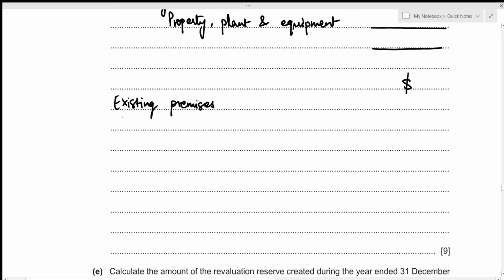So the cost is at 180,000. Now we just need to subtract the depreciation. So depreciation is only being charged to 50% of this premises because only 50% is the value for the building. And the depreciation is being charged at 2%, so we can write it down as 0.02. And we also know that the depreciation is being only charged for 3 months, so we can multiply it with 3 by 12.